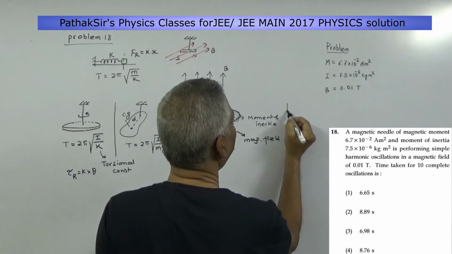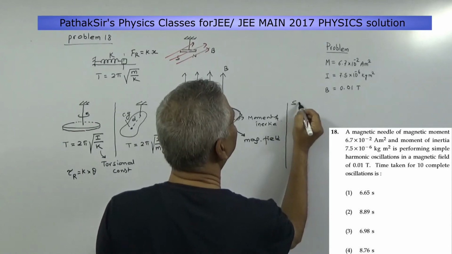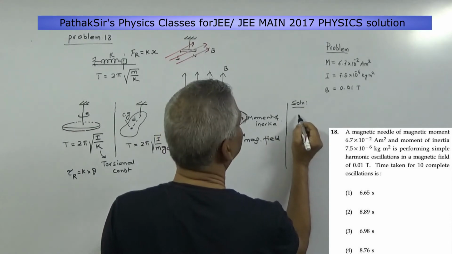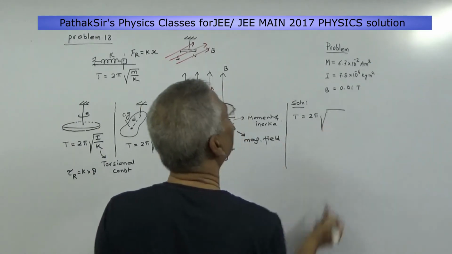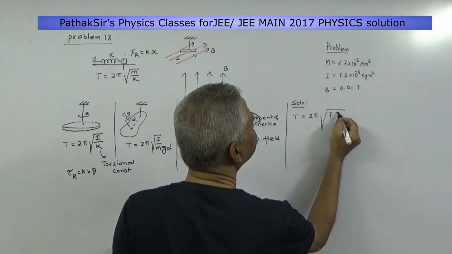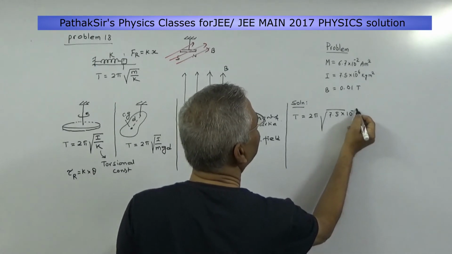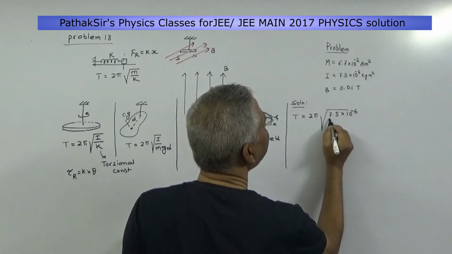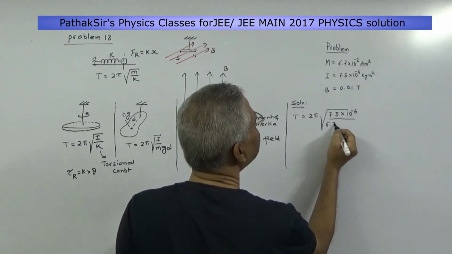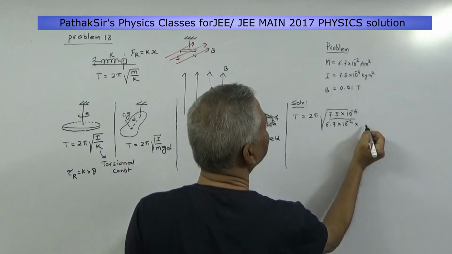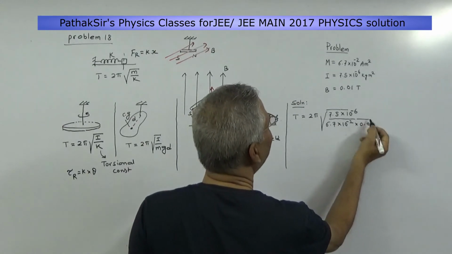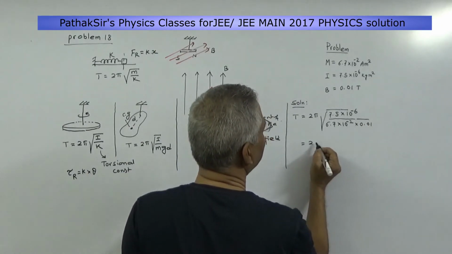All the things are given. I is 7.5 into 10 to the power minus 6, 6.7 into 10 to the power minus 2, 0.01. Calculate.